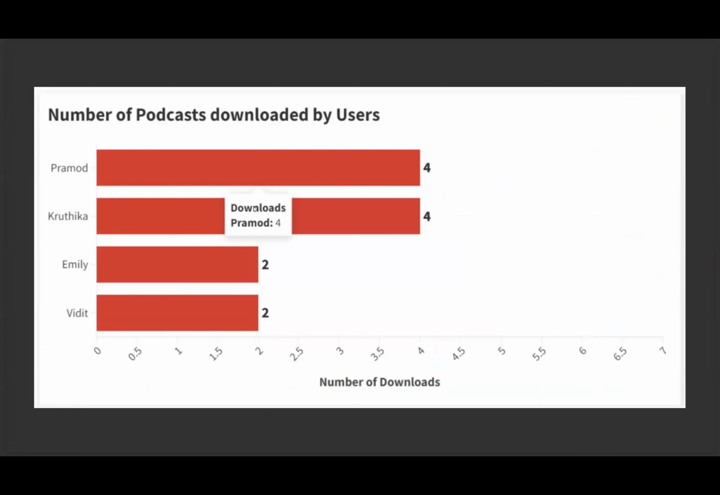So this is just a bar chart showing the number of podcasts downloaded by each user. For example, if you see the pop-up, the person named Pramod has had 4 downloads. It's shown there, and that's it.